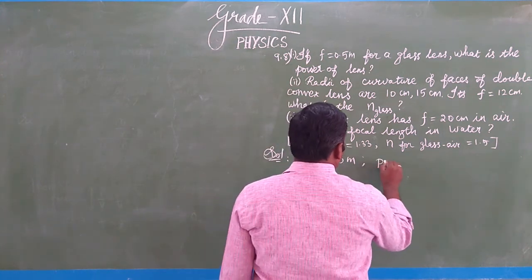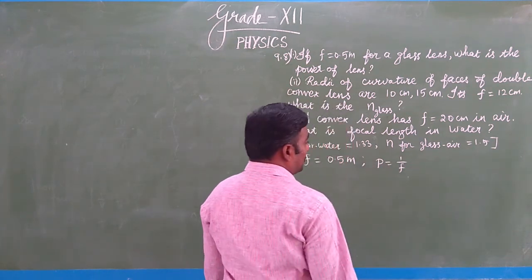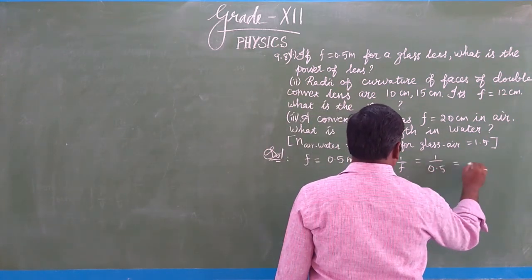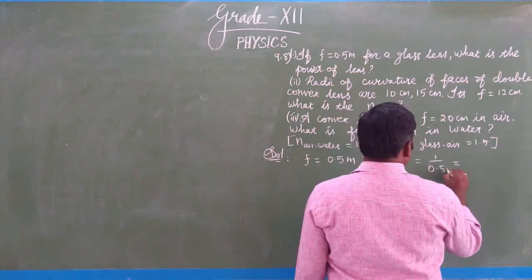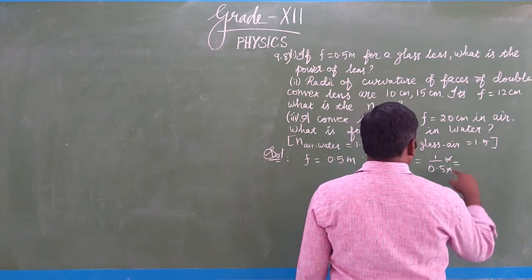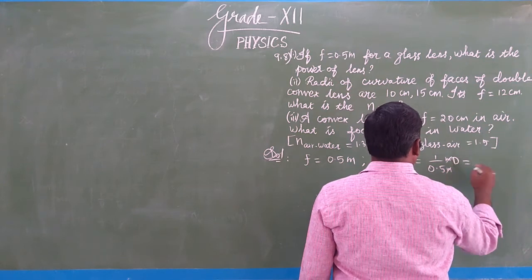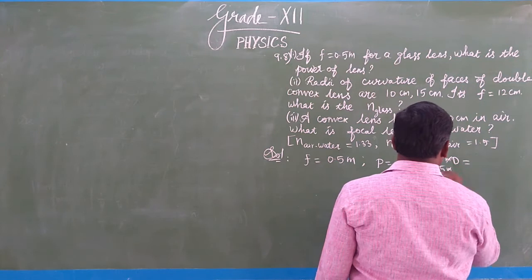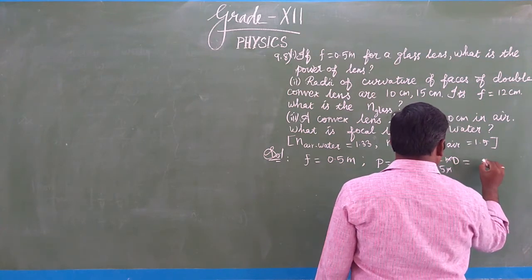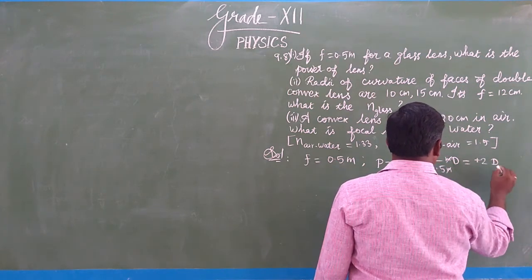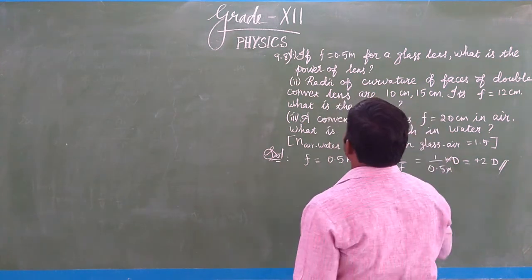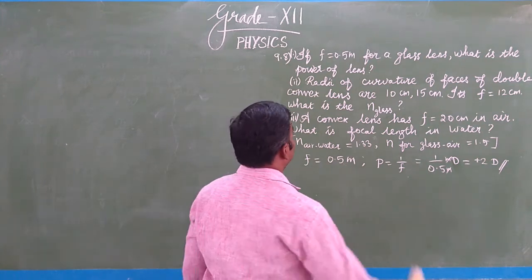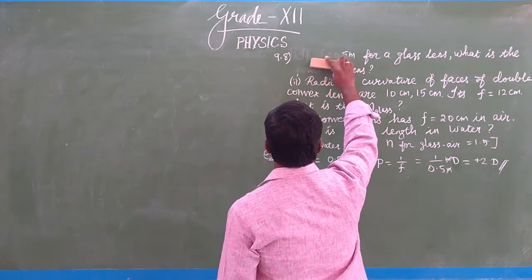We know P is equal to 1 by f, the reciprocal of focal length. Substitute. It is in meter only, 0.5 meter. So this meter and this 1 meter cancel, so we will write only diopter. So 1 by 0.5 is equal to, what is it? It is 2. So 2 diopter, that is plus 2 diopter. So the first question is solved. If the focal length is 0.5 meter, what is the power? Plus 2 diopter. So question number 1 is over.